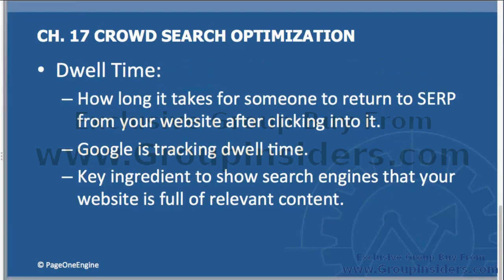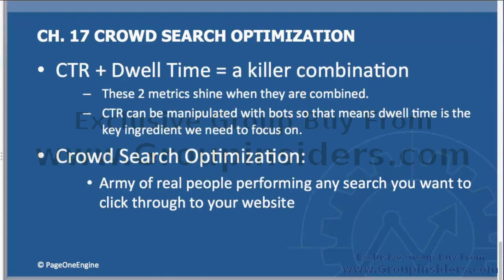Let's talk about dwell time. This measures how long it takes for someone to return to the search engine after clicking a result in the SERP. We know Google is tracking dwell time because they used to give you an option in the Webmaster Tools to block certain websites if your dwell time for a specific website was significantly low. This option is no longer available, but we know Google is tracking dwell time and using it in the SERPs. Dwell time is a key ingredient to show the search engines that your website is full of relevant content. It's important that we look at this while we're trying to rank our websites.